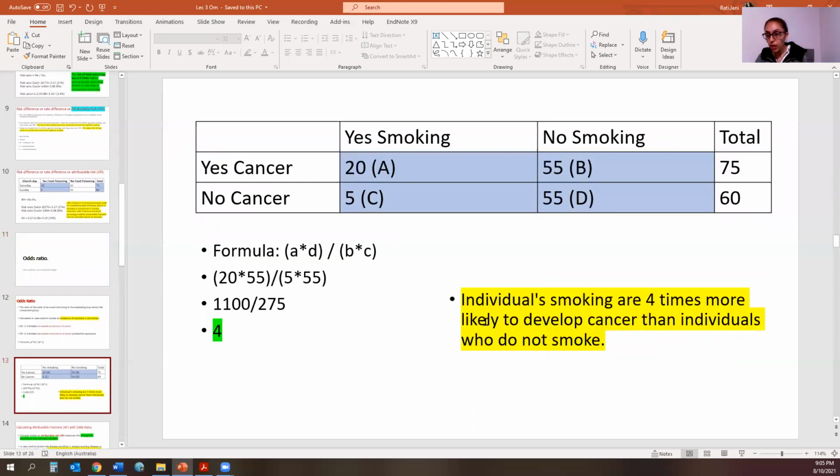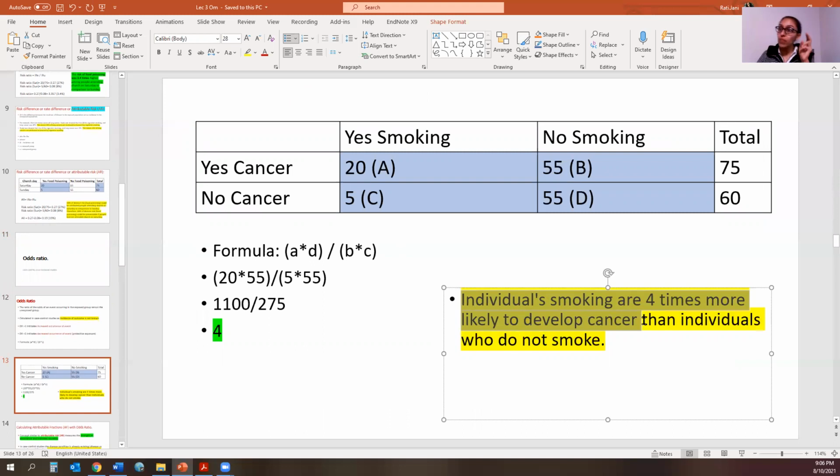So you see how I have written the result over here. Individuals smoking are 4 times more likely to develop cancer. I have used the term likely, not at risk of developing cancer. Likely to develop cancer than individuals who do not smoke. That has a more statistical connotation. When you calculate risk, you are free to use the term risk. But when you calculate odds ratio, use terms like are at odds of developing or likely to develop. These are the types of terms you use.